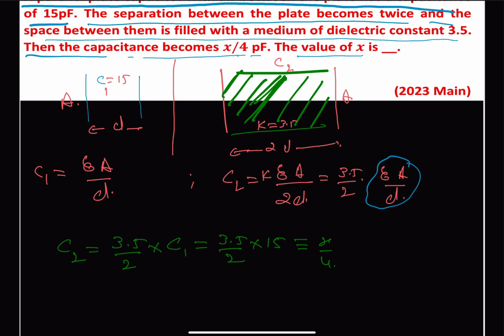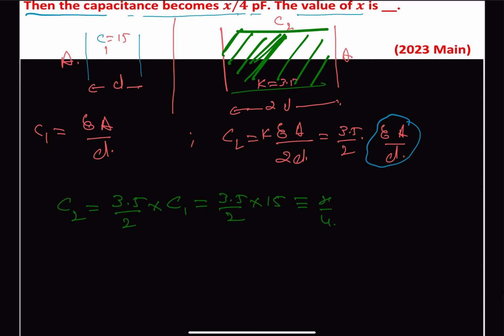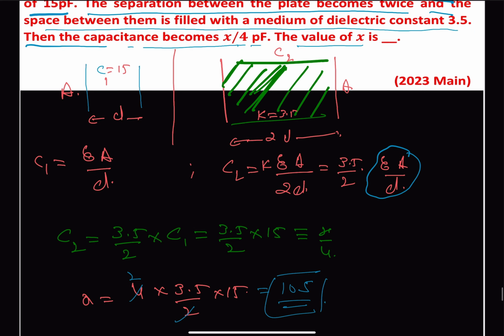We need to find the value of x. So we just multiply, and we get x equal to 4 multiplied by 3.5 divided by 2 and multiplied by 15. Here 4 divided by 2 is 2, and this comes as 30. 30 multiplied by 3.5 gives 105. So the value of x comes as 105.